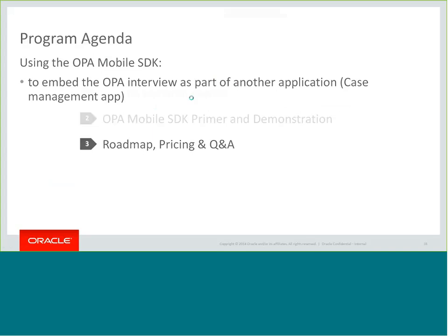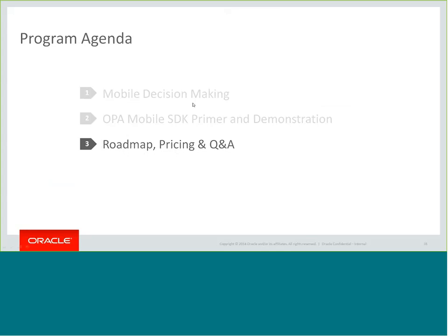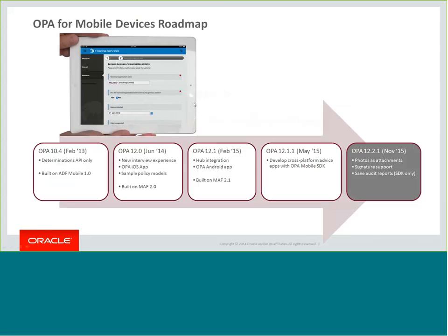So just a couple more quick topics to finish us off: roadmap and pricing, and then we'll take any questions. This is an area that we're continuing to invest in heavily, and you can see over the last year to 18 months the enhancements that we've been making around mobile for OPA. I should mention that this is pretty unique in terms of the capabilities that you can put onto a mobile device. This is an enterprise-grade decision-making engine, rules engine if you prefer, and you can put it on any mobile device.